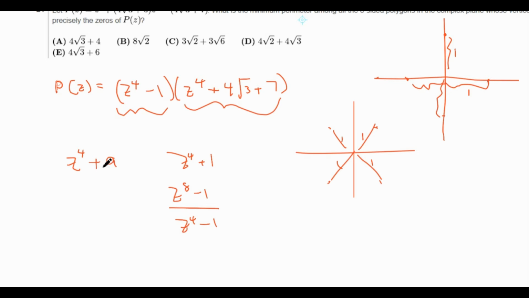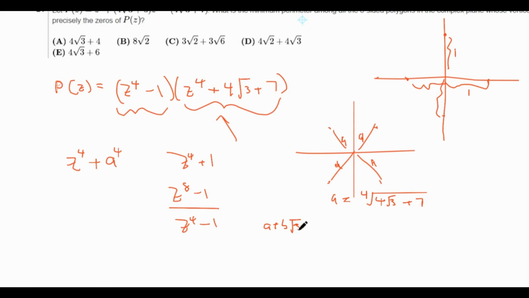In particular, if we have z to the power of 4 plus a to the power of 4, then solving this gives not a distance of 1, but a distance of a. So whatever the roots of these are, they have a distance a equal to the fourth root of 4 root 3 plus 7. So now the question is, what is the value of the fourth root of 4 root 3 plus 7? To find the fourth root, let's just take two square roots. For the first square root, it's relatively easy to find the value.